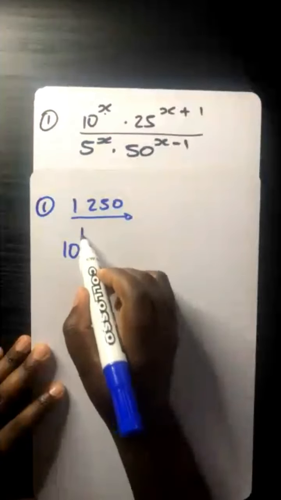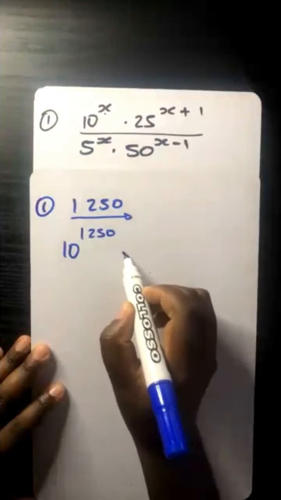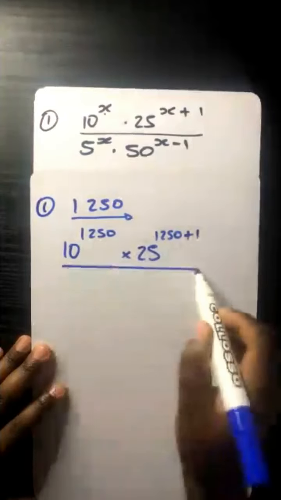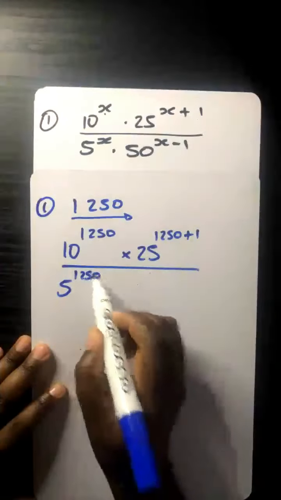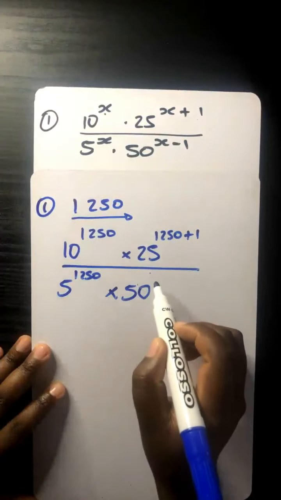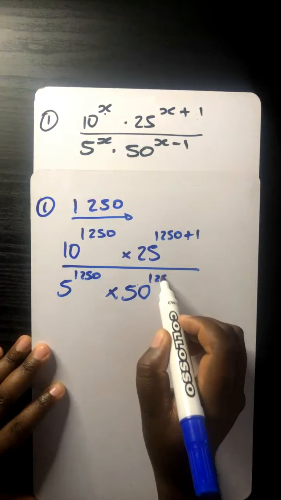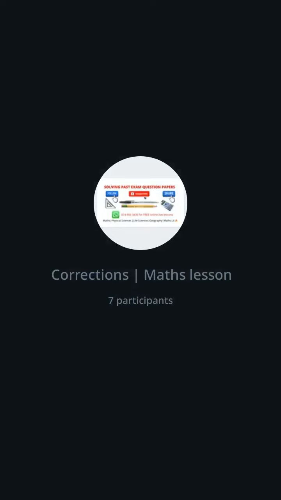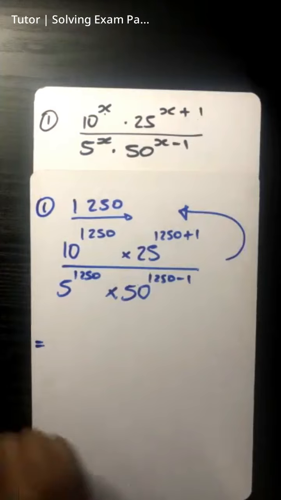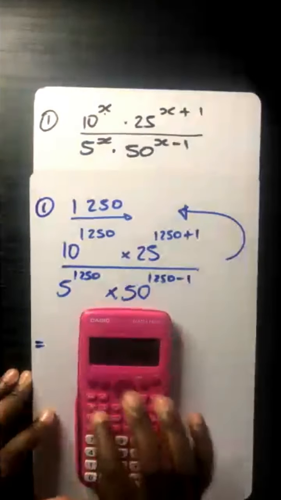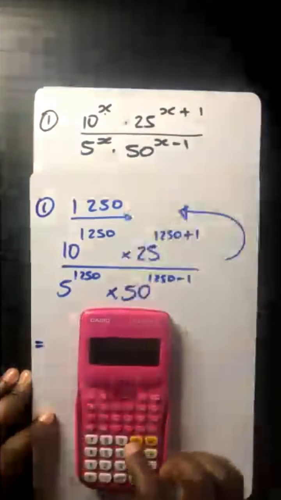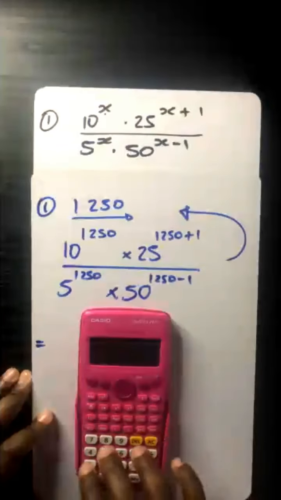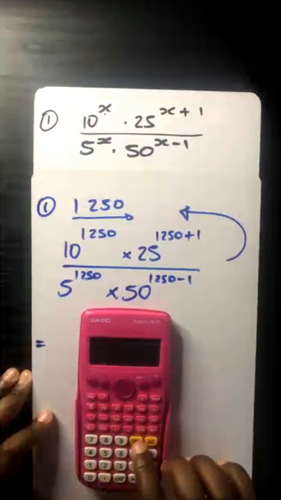So let's all punch all of this on our calculators, guys. So this is a multiplication sign, 25 to the exponent 1250 plus 1, all over 5 to the exponent 1250, multiplied by 50 to the exponent 1250 minus 1. So when we punch all of this on a calculator, we must expect to find that answer. If we don't, Lerato, it means our answer is incorrect. So let's see. Whoever gets that same number, just make a comment. Remember to first mention your name, and then confirm for us if you got the same answer.